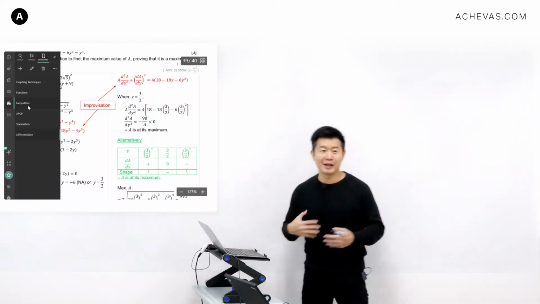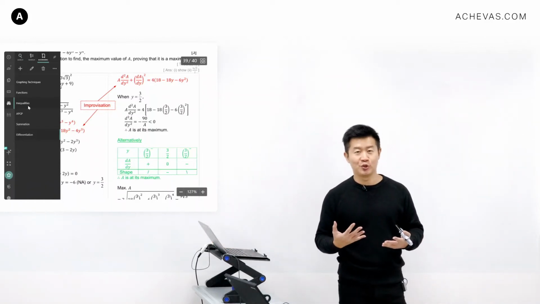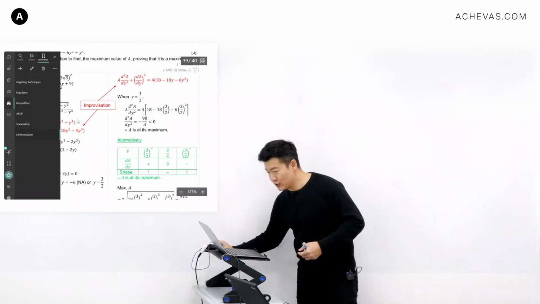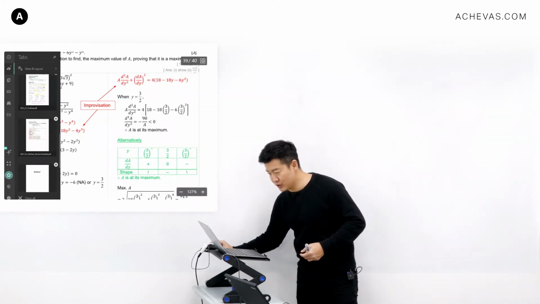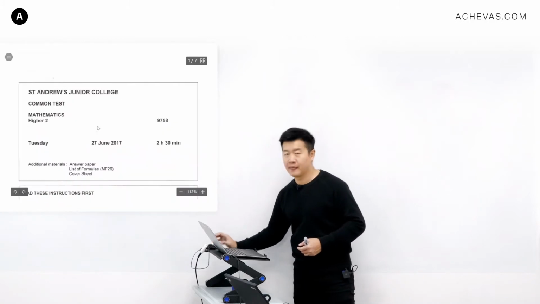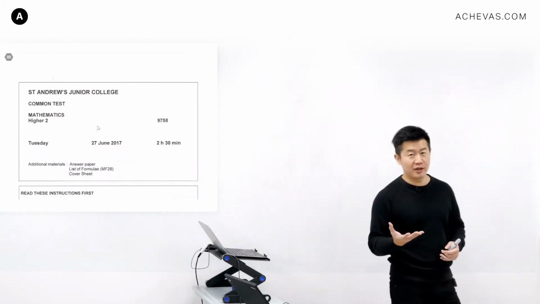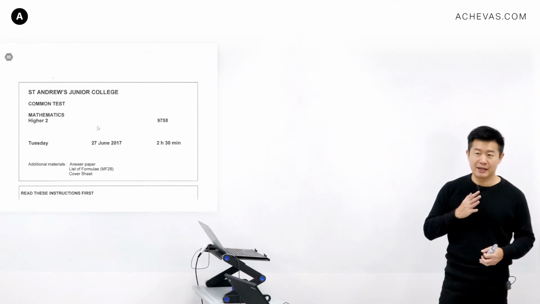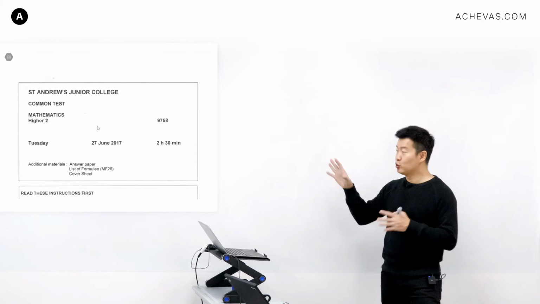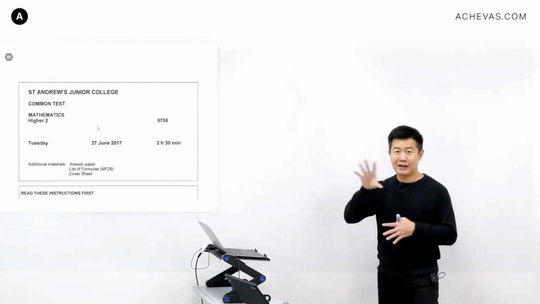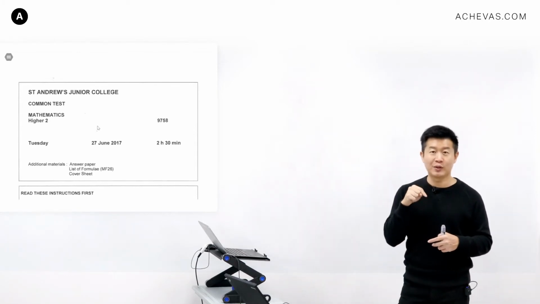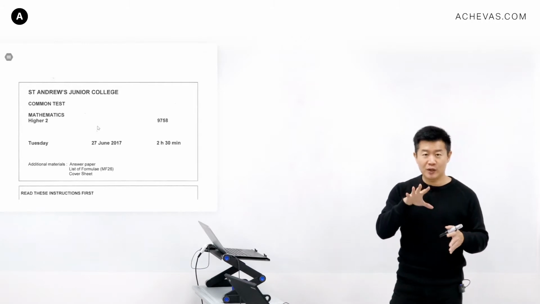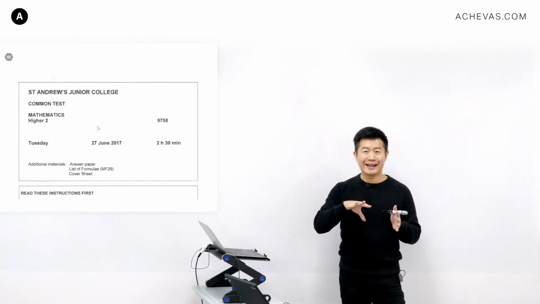Let's move on to something that I'm actually more excited about today, which is to do this paper together with you, this SAJC paper. The solution is being shared with you, okay? But my suggestion now is for you to try to do this paper together with me. And I don't want you to do it at any other pace other than my pace.